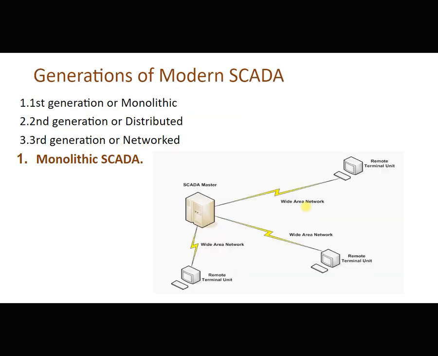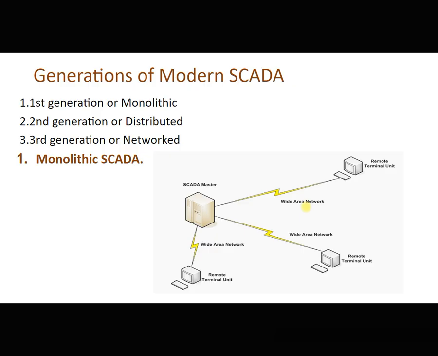Now the SCADA we are having is advanced. Basically it has three generations. This is the evolution of modern SCADA. We have three generations: first, second, and third. The first generation we call monolithic, the second generation distributed, and the third generation network. I'll explain in brief what all these are.